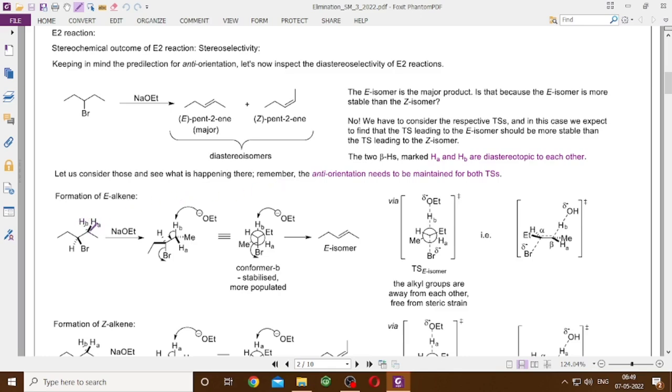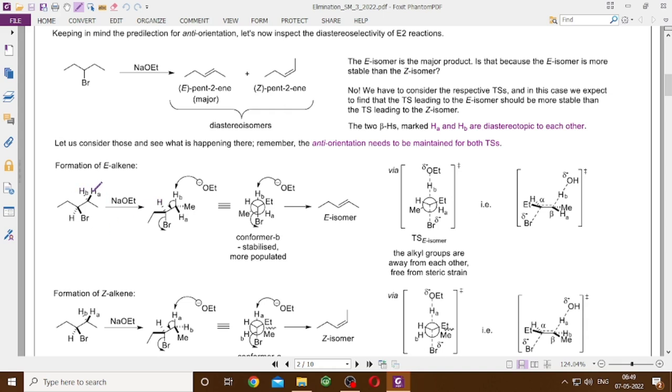These two protons that are available at this beta carbon, which have been marked as HA and HB, are diastereotopic to each other. If you replace HA with X, you will get a compound, and if you replace HB with X, you will get another compound. Those two will be diastereoisomers of each other. These cannot be exchanged by any rotation operation, I mean, you cannot exchange them by executing a C_n operation, neither can you exchange them by an S_n operation. Therefore, they are diastereotopic to each other. Now, one of these has to be placed anti with respect to bromine to execute the elimination by bimolecular elimination.